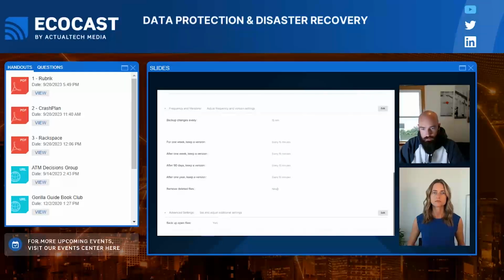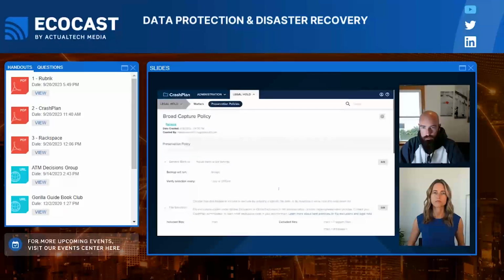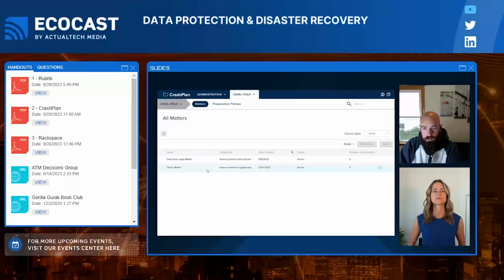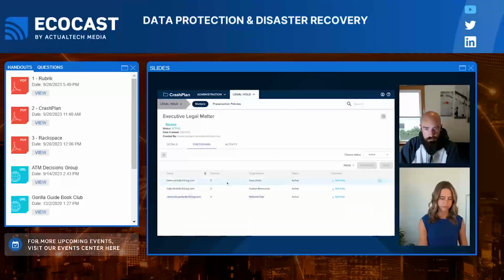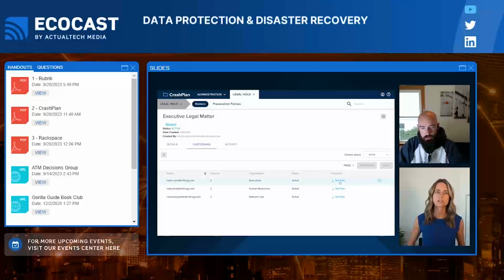As soon as they add somebody to a matter, they add the custodian and the number of devices, and they automatically start doing that broad capture. When that data is needed, the legal team can go in themselves, click the Get Files button, and they're prompted with that same restore dialog we saw before, where they can select what they need, where they need it, and restore the original permissions and metadata for those files as well.